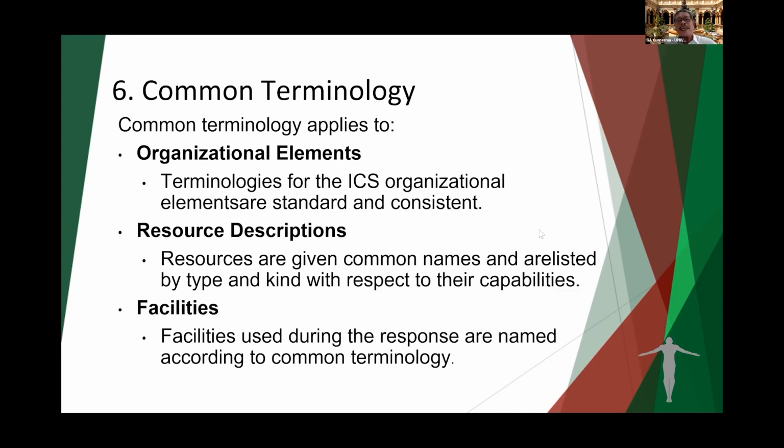Now, the sixth characteristic is common terminology. Common terminology applies to organizational elements. The terminologies for the ICS organizational elements are standard and consistent. So whatever ICS unit you belong to, they are using the same terminologies. Also, for the resource descriptions, they are given common names and are listed by type and kind with respect to their capabilities. The facilities used during the response are named according to their common terminology.